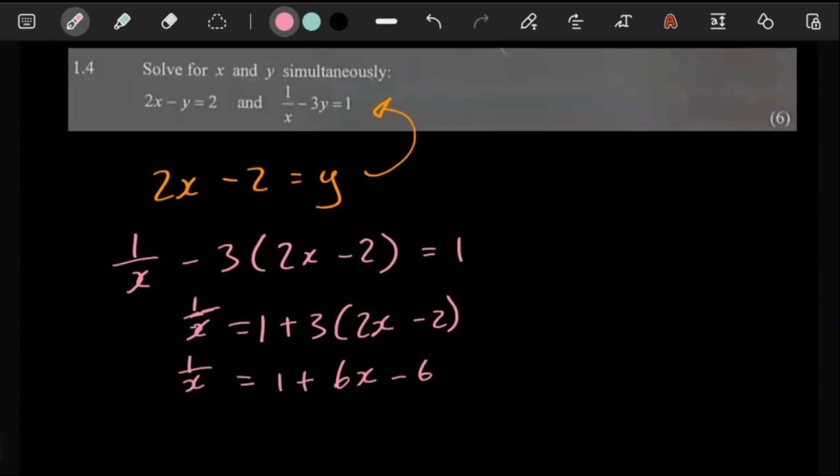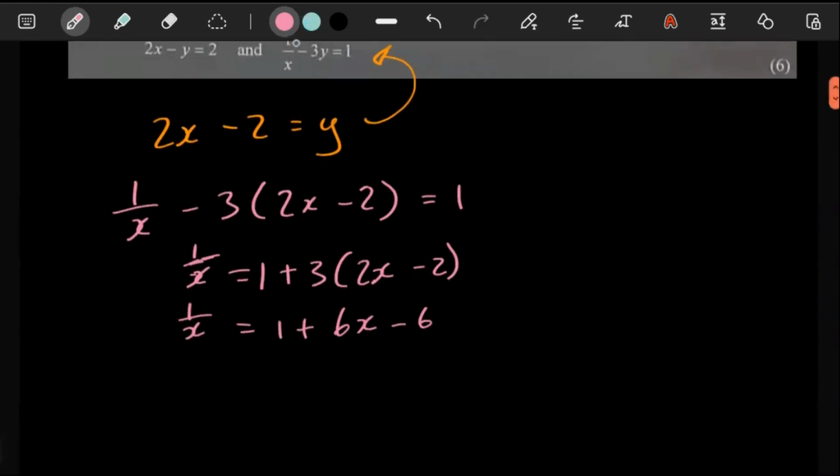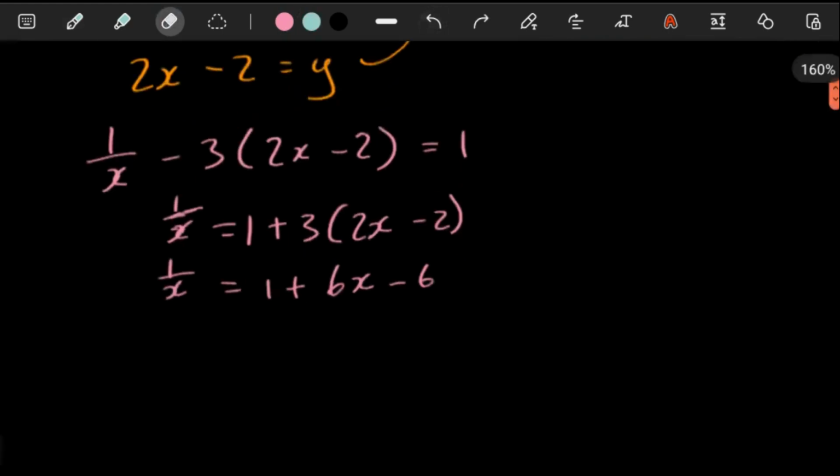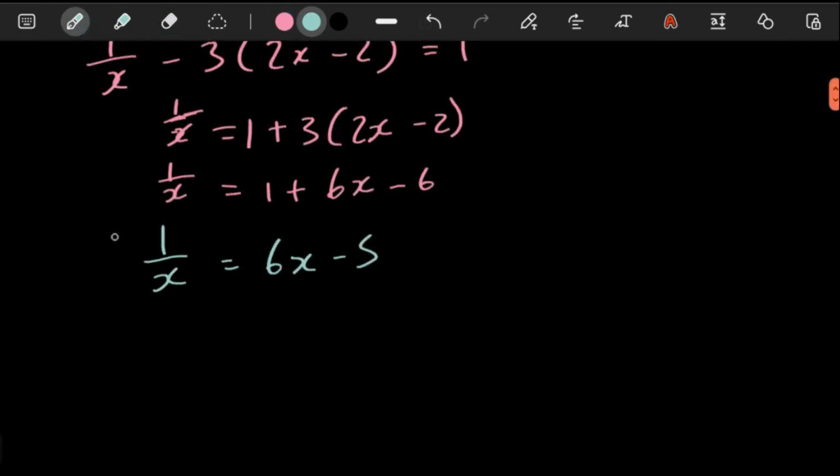Now we can just multiply both sides by x, right? Let me firstly clean it up so that we don't have too many numbers on their own. So here 1 over x, here 1 minus 6, that's like negative 5. Now we can multiply by x on both sides, because why not?